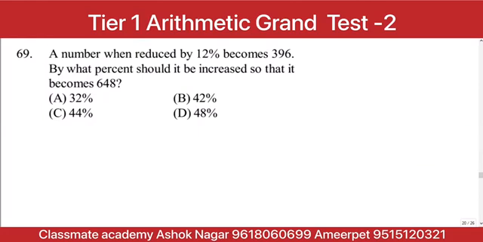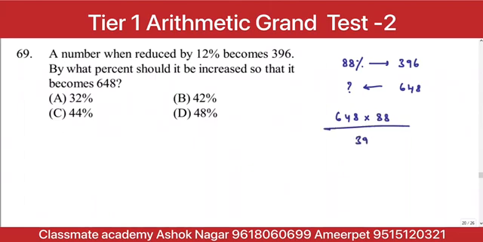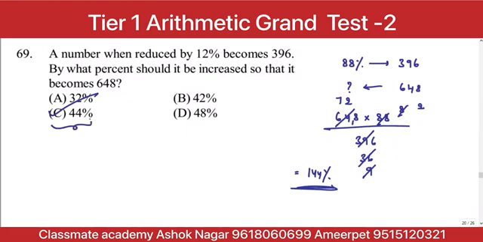The number when reduced by 12%, when a number reduces by 12%, it becomes 88%. Becomes 396. By what percent should it be increased so that it becomes 648? 648 is how much? What do we do? Cross multiply. 648 into 88 divided by what? 396. 11 8s are 88. 36. 4 2s are 8. 4. 9 2s are 18. So 144% means how much it should increase? Should increase by 44%.